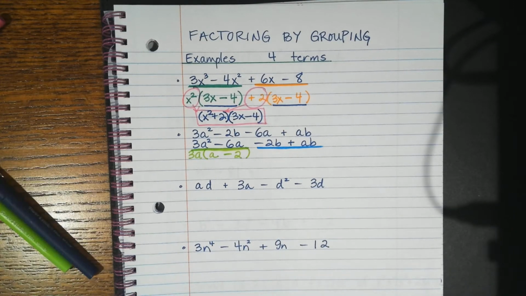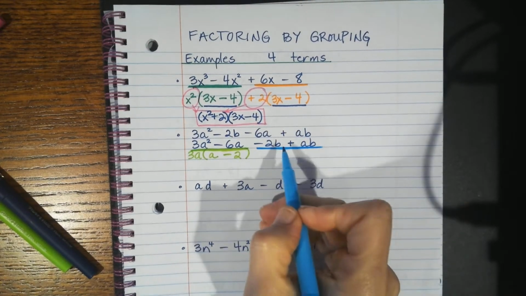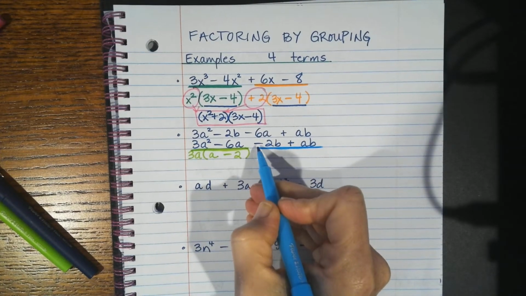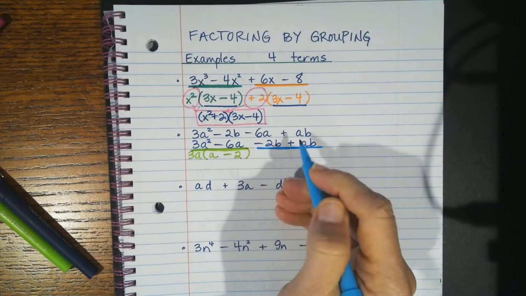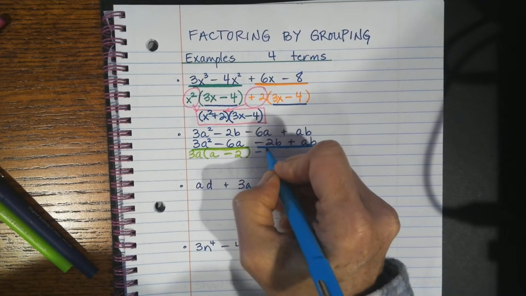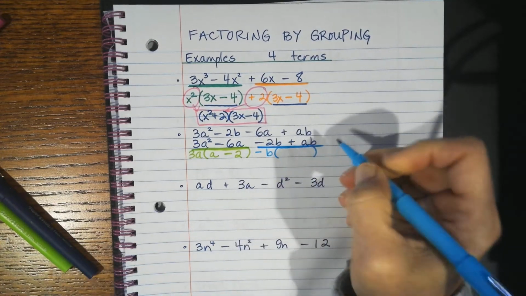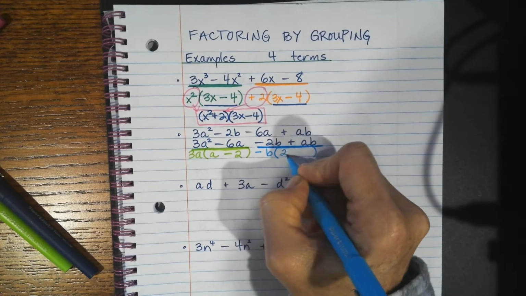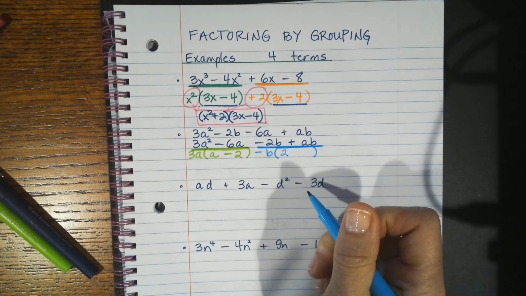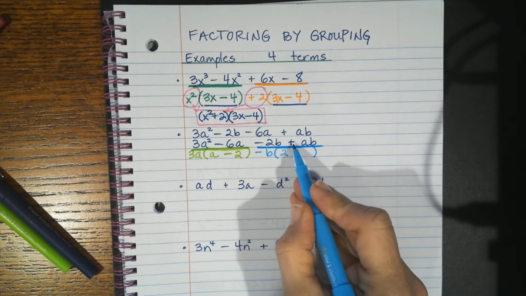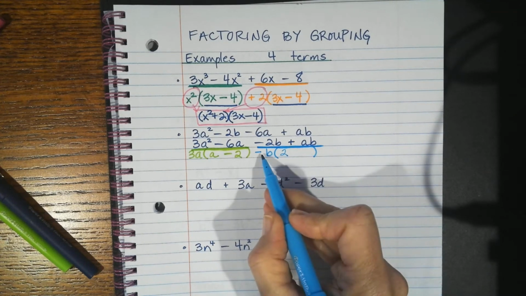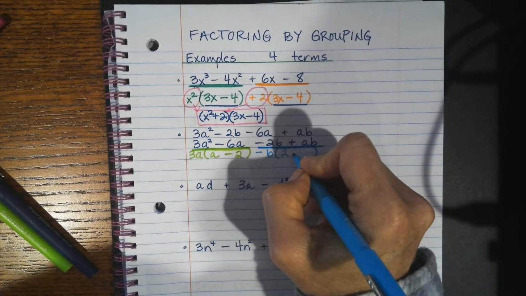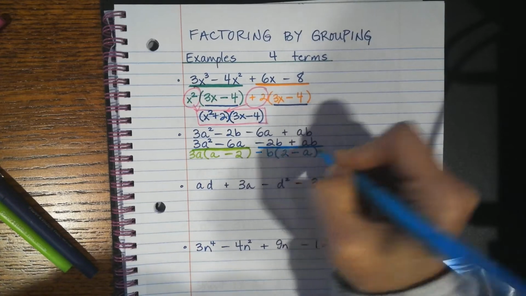For the next two terms, I have b's in common. Now, because I have a minus here, I'm going to take out a negative b, just for that one reason. So negative b out of both terms. So negative b times what will give me negative 2b? That's going to be a 2. And then if I take out a negative b from plus ab, what times this will give me ab? So that's going to be minus a.